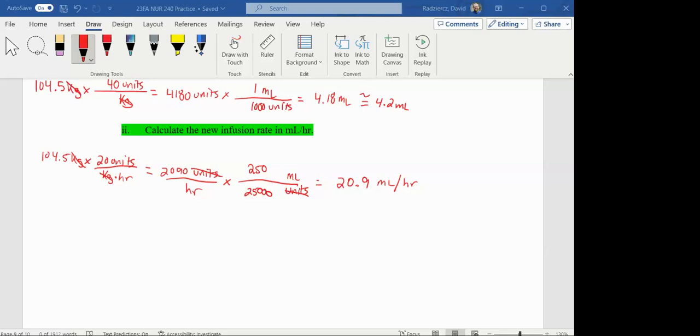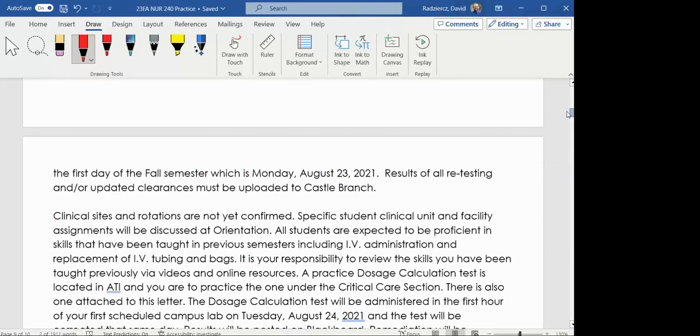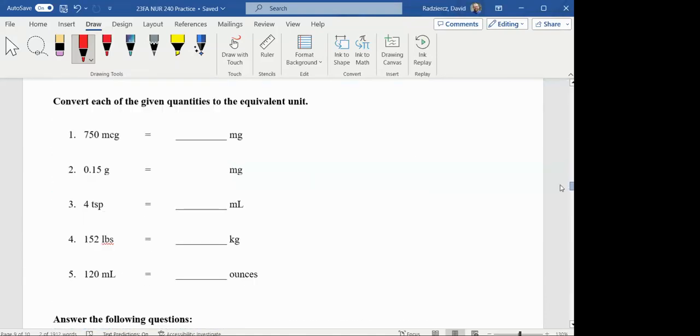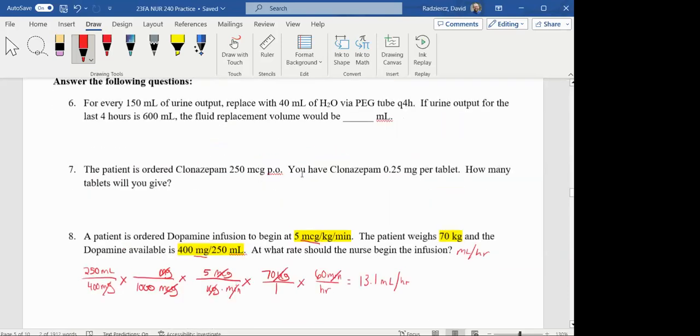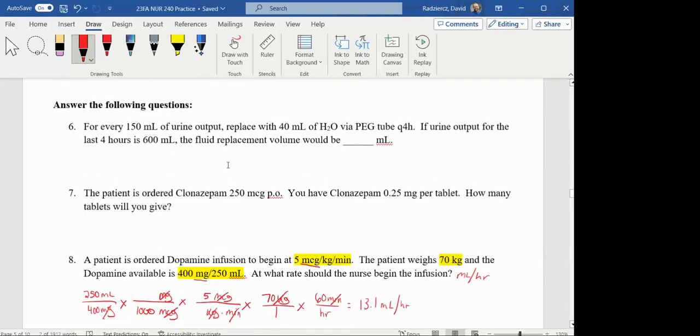I had a question about one of the very early questions on the practice test. It's number 6. For every 75 mLs of urine output, replace with 30 mLs of water via PEG tube every 4 hours. If the output for the last 4 hours is 200 milliliters, the fluid replacement volume would be blank. And I get 81 mLs, but your answer key says 80. And I just feel like I'm going crazy trying to figure out why.